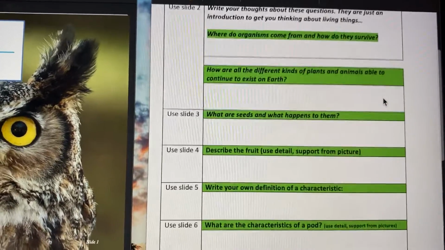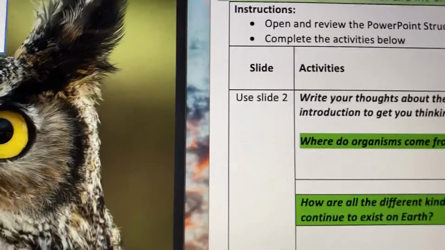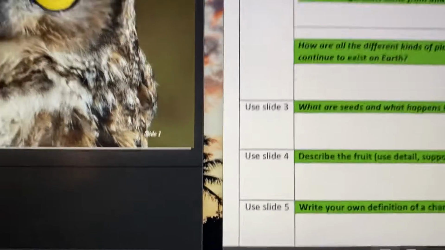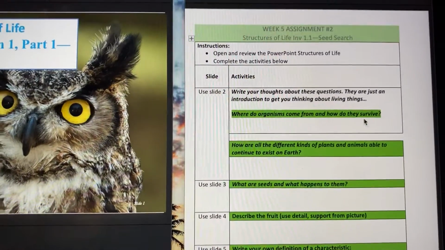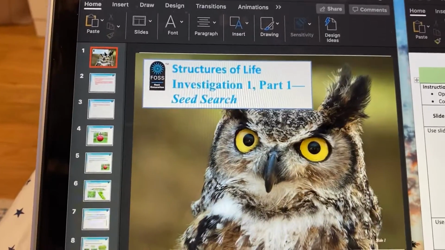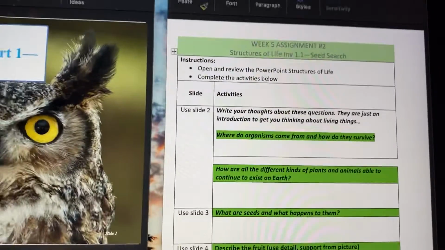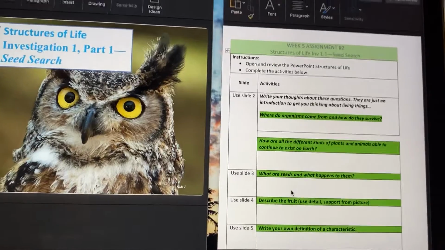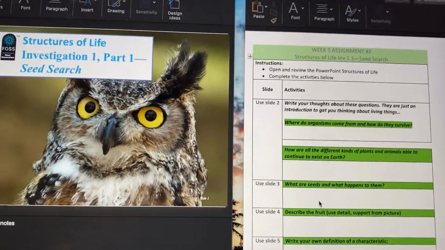It's 2 pages long, and you know what's great? It tells you what slides to use to find your answers. So, for example, this is my slide. It even tells me the numbers. And then this is my worksheet. So if you want to print it out, you can do that. Or if you have it side by side, you can do that as well.